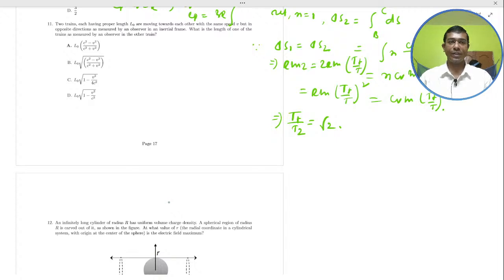Two trains having proper length L0 are moving toward each other with the same speed V but in opposite directions, as measured by an observer in an inertial frame. What is the length of one train as measured by an observer in the other train? Special theory of relativity, not classical mechanics. Simply, the velocity addition theorem and the length contraction formula are applied here.